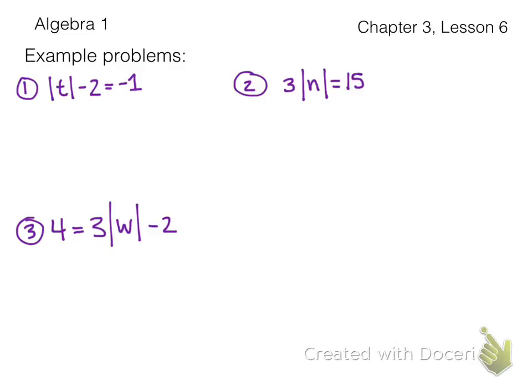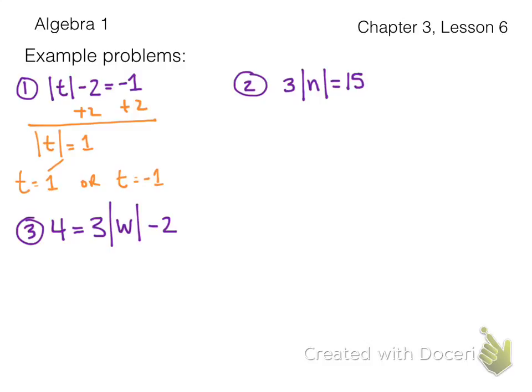Okay, so here is an example problem. We have the absolute value of t minus 2 equals negative 1. Well, the first thing I'm going to do is get the absolute value of t by itself. So I'm going to add 2 on both sides, and I'm going to get the absolute value of t is equal to 1. Well, there's two things t can be. t can be equal to 1, or t can equal negative 1. Alright, so those are the two answers.